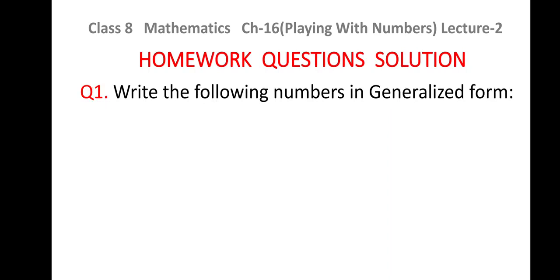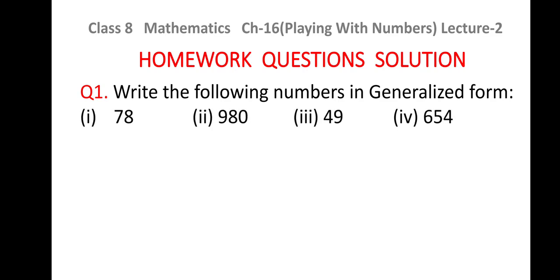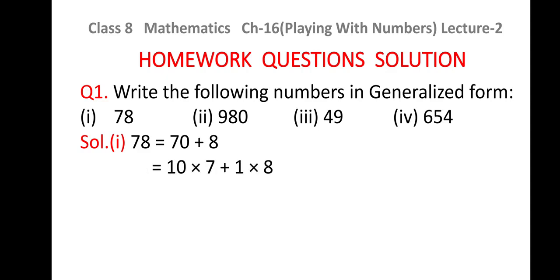Question number 1 is, write the following numbers in generalized form. It has 4 parts. Let us see the 4 parts. First part is 78. You are supposed to write the numbers in the generalized form. So 78 will be written as 70 plus 8, as the digit at tens place is 7 and the digit at ones place is 8. So it will be 10 into 7 plus 1 into 8. So 78 in generalized form will be equal to 10 into 7 plus 1 into 8.